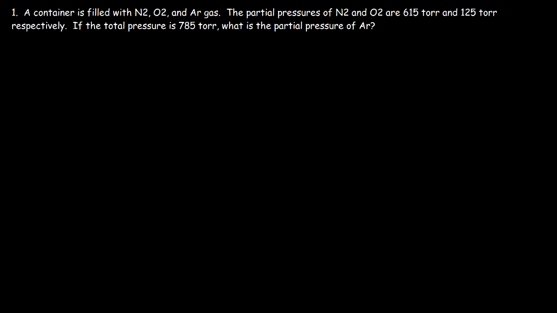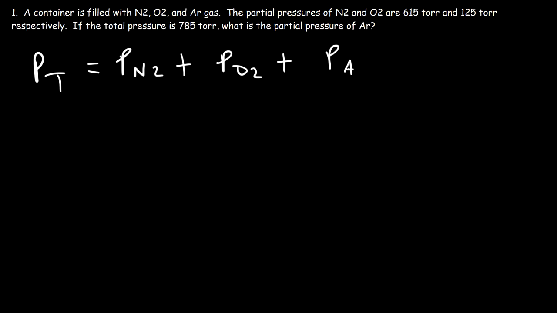Now you need to be familiar with Dalton's law of partial pressures, which basically states that the total pressure is the sum of all of the individual partial pressures. So that is the partial pressure due to the N2 gas, the partial pressure of O2, plus the partial pressure of argon. So every substance exerts its own partial pressure, and the sum of all of these individual partial pressures is equal to the total pressure.